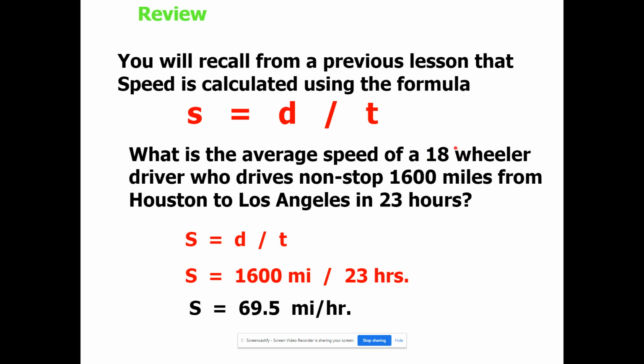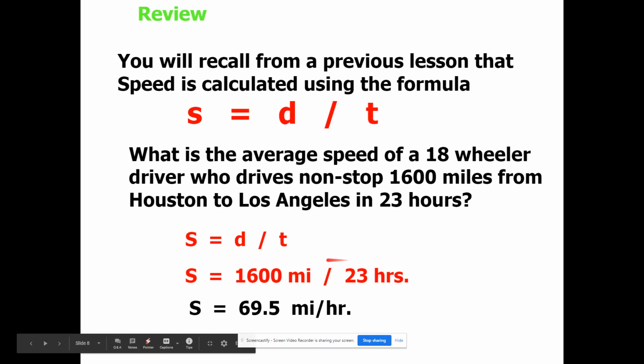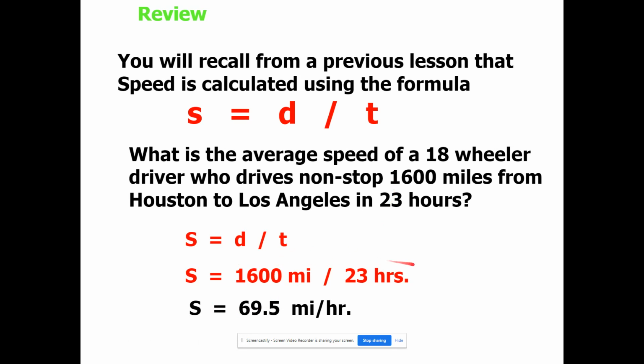That would be a semi-truck who drives nonstop for 1,600 miles from Houston to Los Angeles in 23 hours. What's his total distance? 1,600 miles. What's his total time? 23 hours. Simple division problem. 1,600 divided by 23 is 69.5.